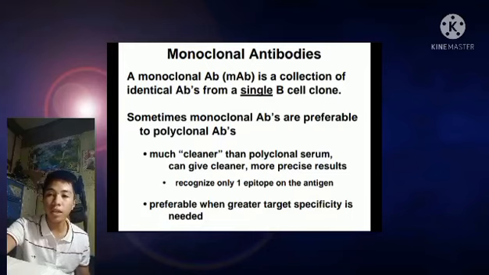Monoclonal antibodies. A monoclonal AB, or MAB, is a collection of identical ABs from a single B cell clone. Sometimes monoclonal ABs are preferable to polyclonal ABs. Much cleaner than polyclonal serum, they can give a cleaner, more precise result. They recognize only one epitope on the antigen.